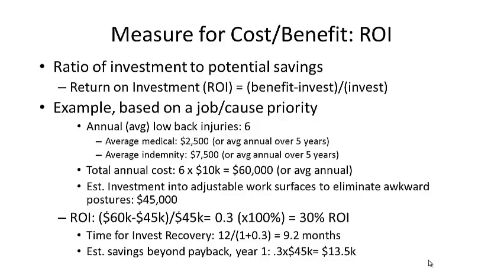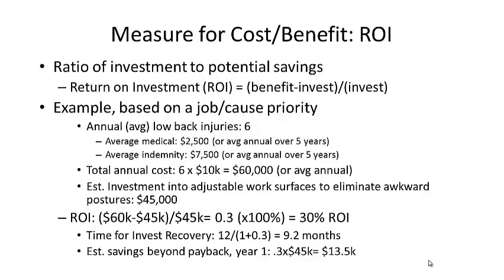I have an example that I threw together. Let's say you do your calculations and trend and show that next year, or on average, there are going to be 6 low back injuries. The records show that the average medical cost is about $2,500 and the average indemnity is about $7,500, averaged over 5 years. The total annual cost will then be 6 times $10,000, or $60,000, in medical and indemnity.